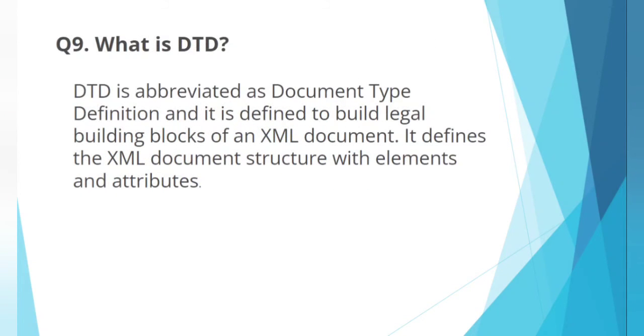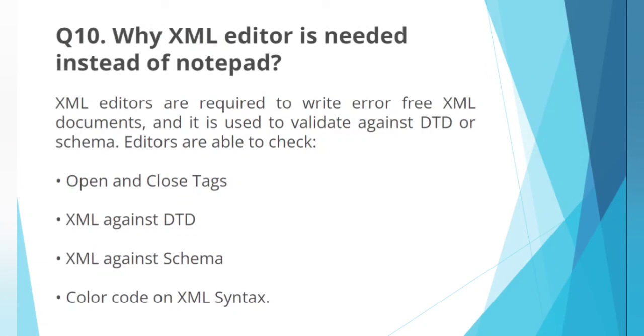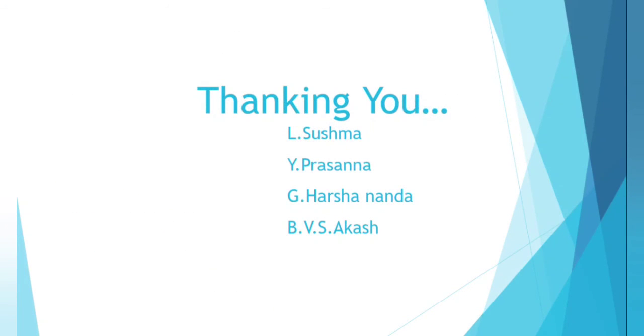So what is a DTD? DTD is abbreviated as Document Type Definition. It is defined to build legal building blocks of an XML document. It defines the XML document structure with elements and attributes. Why is an XML editor needed instead of Notepad? XML editors are required to write error-free XML documents, and are used to validate against a DTD or schema. Editors are able to check open and close tags, check XML against DTD, XML against schema, and color code XML syntax.